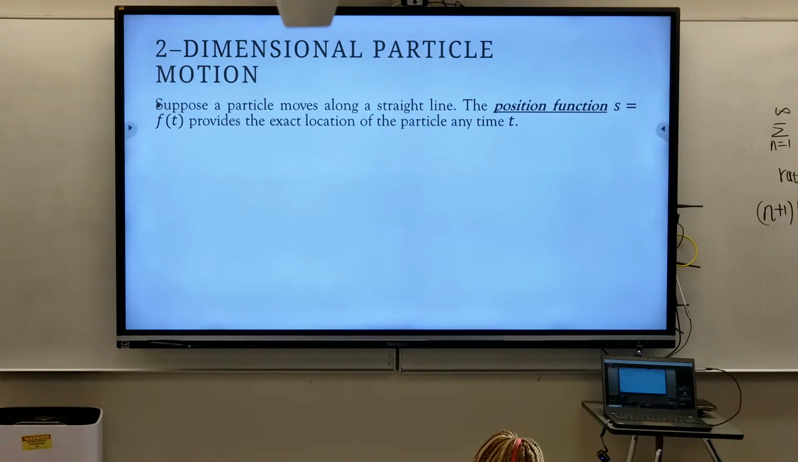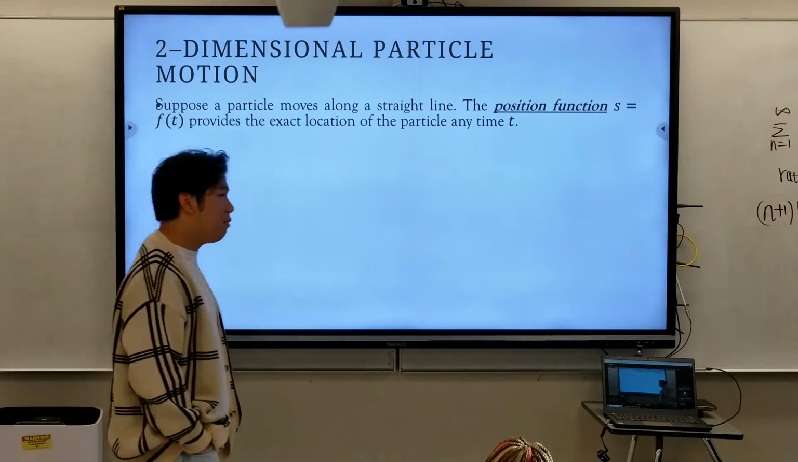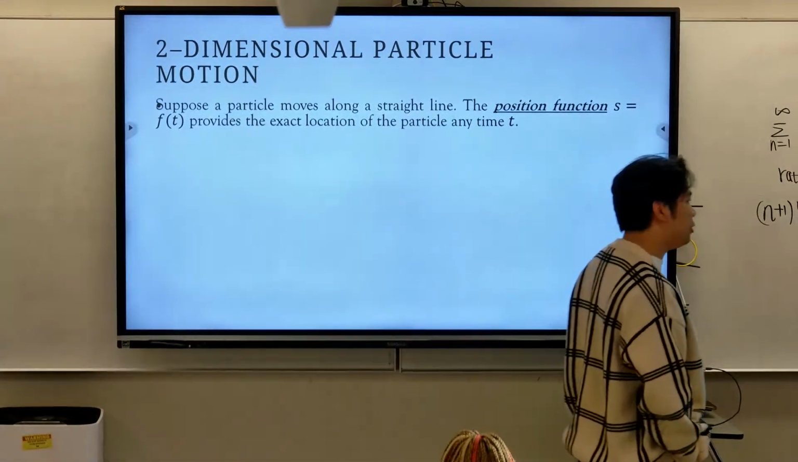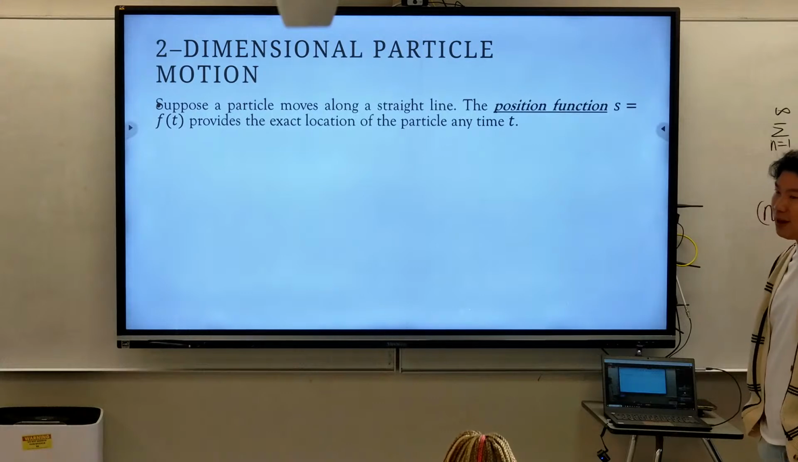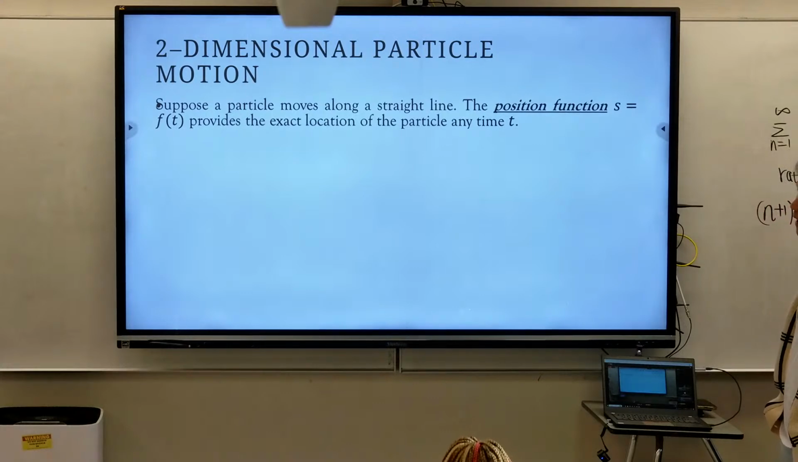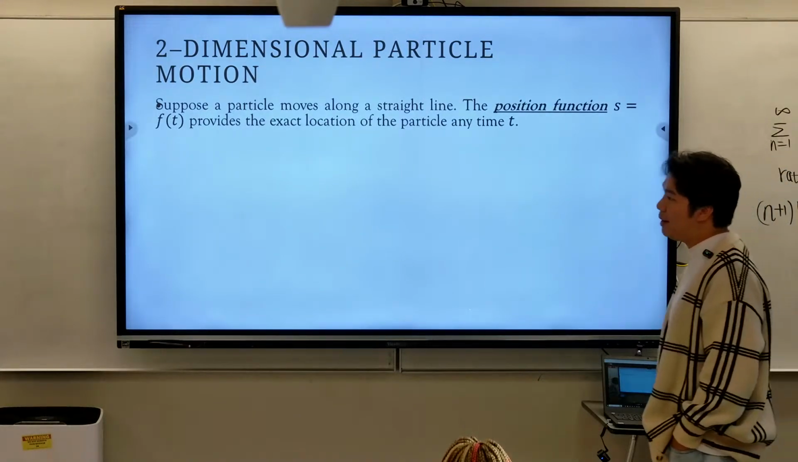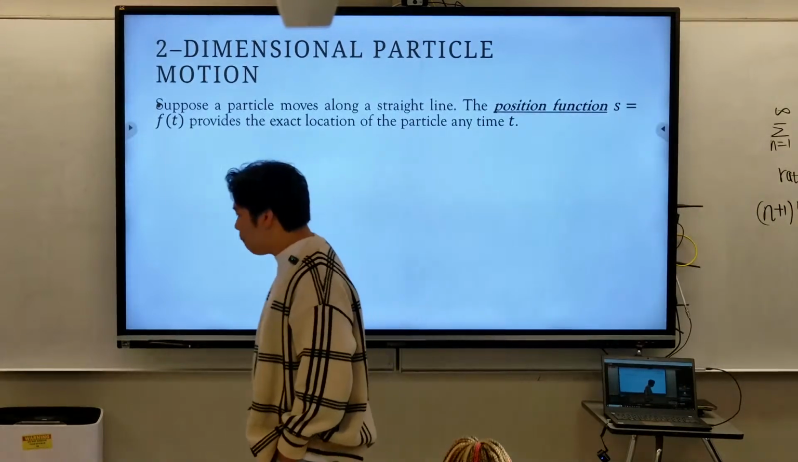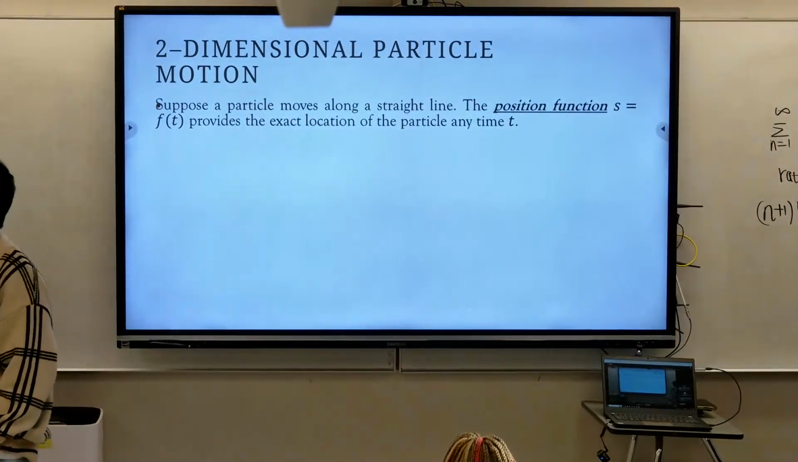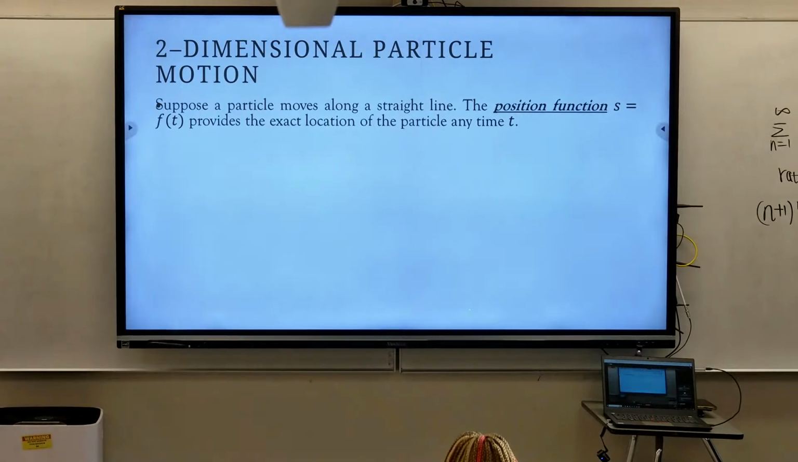So let's suppose my particle moves along a straight line. Then for the position function, we often use the notation s for position. That's some function based off of time, which is why it's f of t. So my position is based off the time. And this position function gives me the exact location of my particle. Here I'm saying particle, but it could generally mean any object. But with particle, we're being a little bit exact.